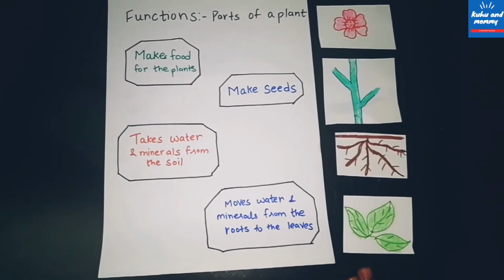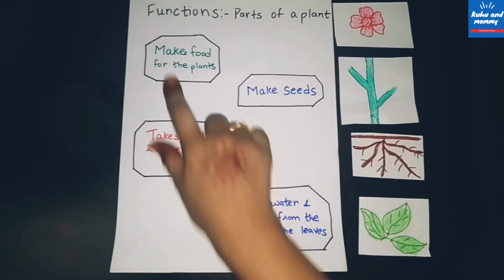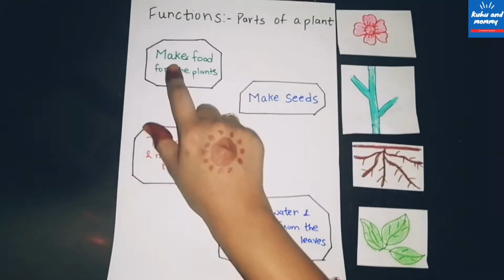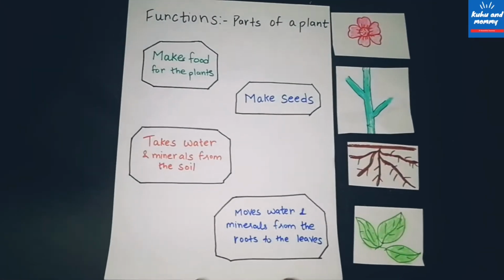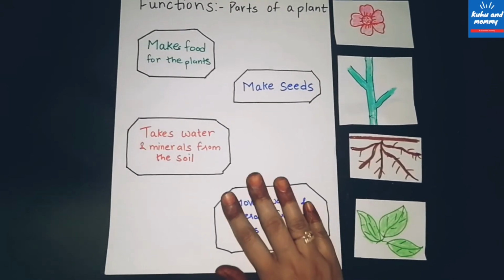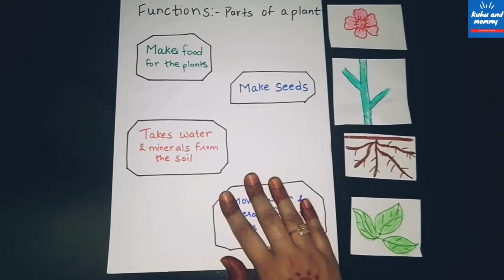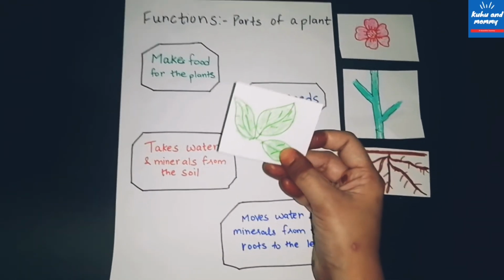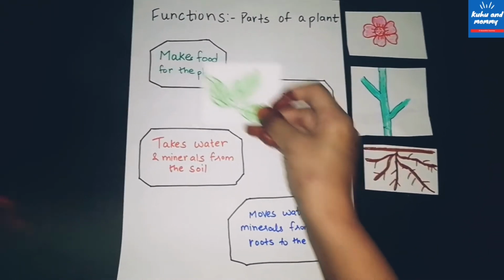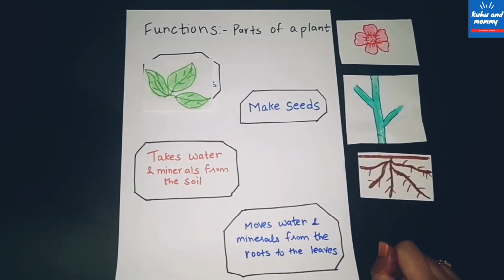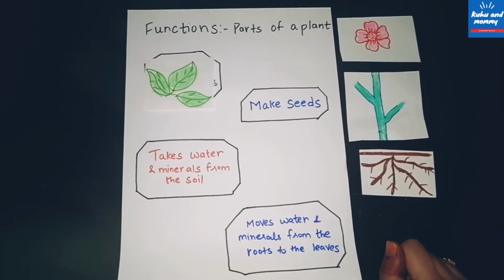of the plant. If the child cannot read, then we can read for them, like we can ask them which part of the plant makes food for the plants. So the answer is leaf. So leaves make food for the plants. So we will match it with this. Leaves make food for the plants by the process called photosynthesis.